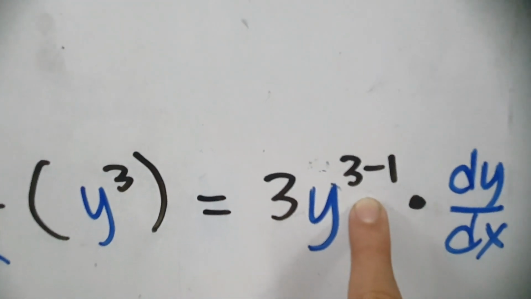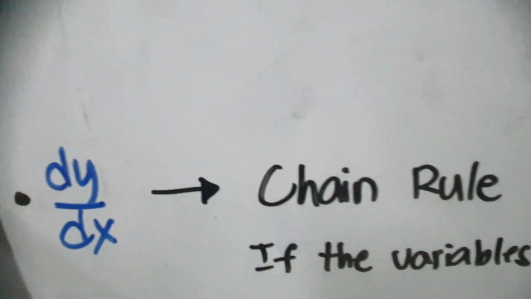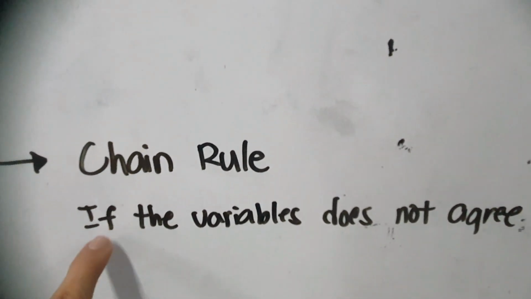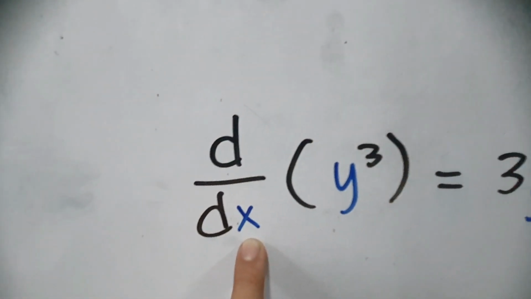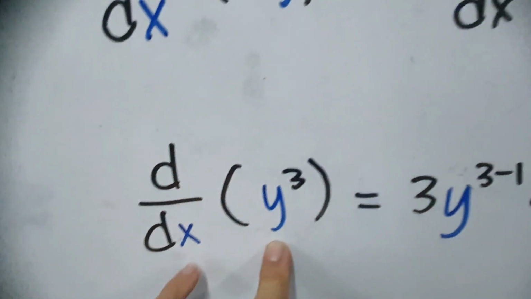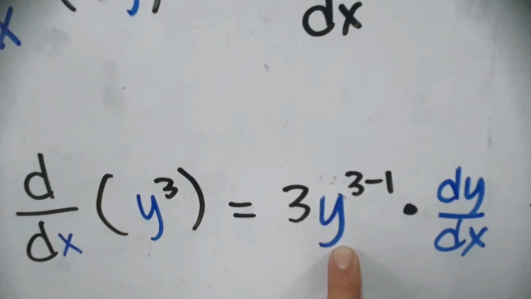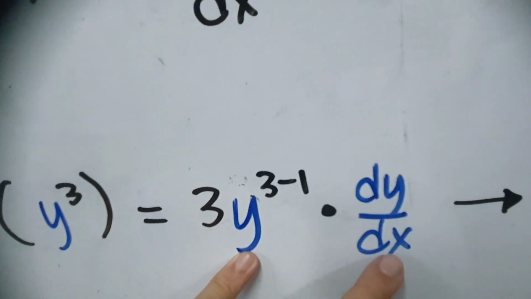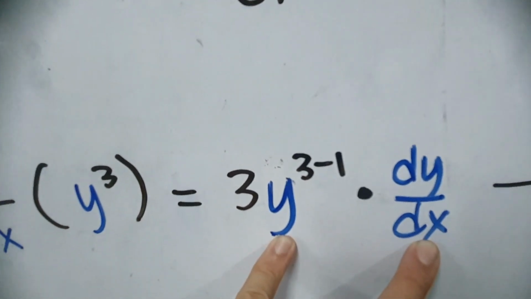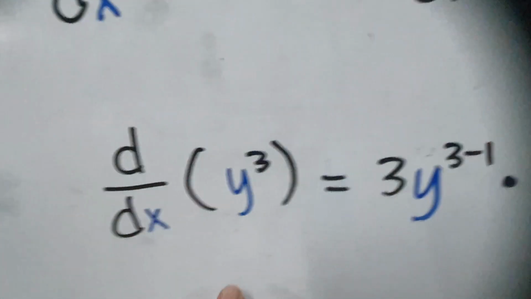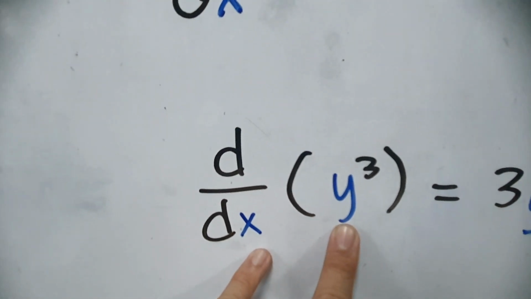Again, we're actually going to apply a chain rule to this one. Chain rule is what we're going to use if the variables do not agree. So here, the variable x is not agreeing with the variable y. So if we're going to apply the derivative to this one, we are not only going to use the power rule, but also we're going to multiply by the derivative of our variable, which is dy over dx. So notice we have to apply the chain rule if we have two variables that do not agree with each other.